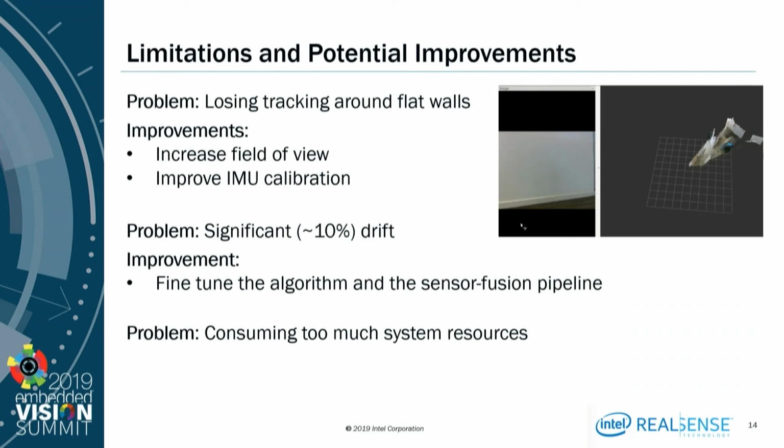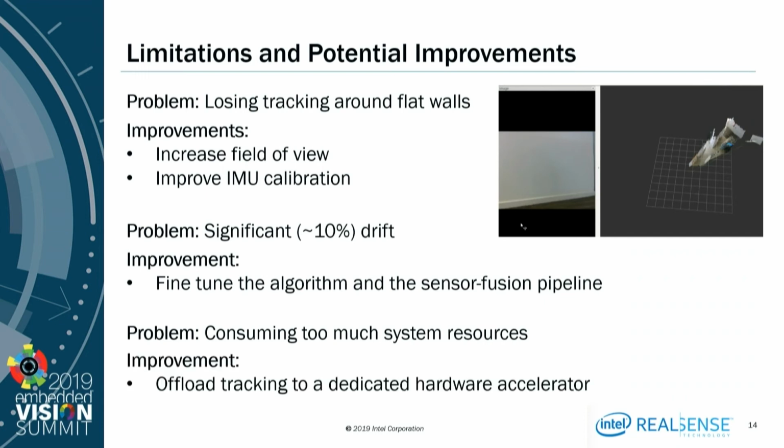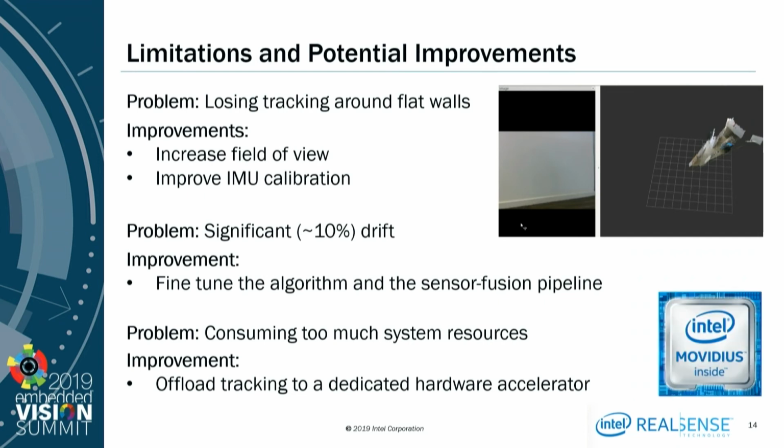And finally, running visual odometry on the CPU can be pretty heavy and sometimes prohibitive on some platforms. So instead, it would be nice to offload this problem to an external hardware accelerator. One example of such an accelerator can be the Intel Movidius chip, which is designed for low-power computer vision.